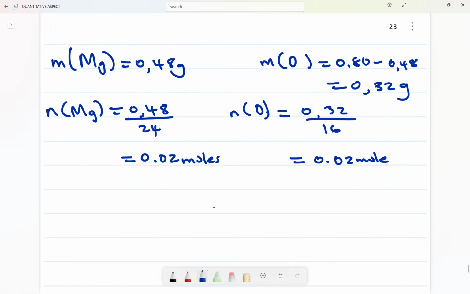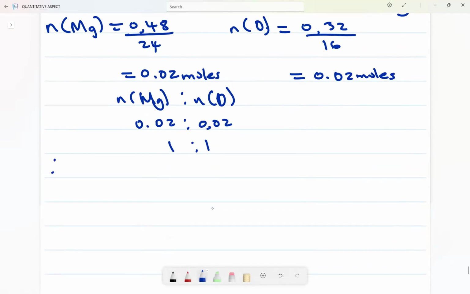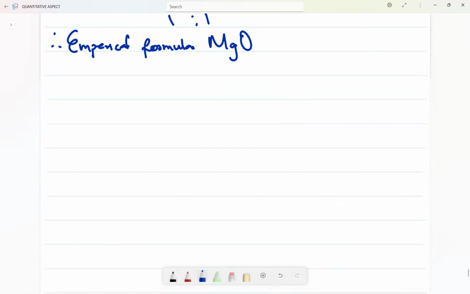Did you see that my product is magnesium oxide? So most likely it's going to be 1:1. Take the number of moles of Mg to the number of moles of oxygen: 0.02 is to 0.02, which is the same as 1:1 when I divide by the smallest. Therefore, my empirical formula is MgO.